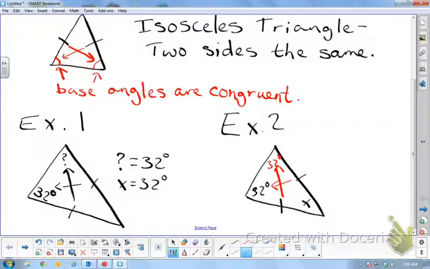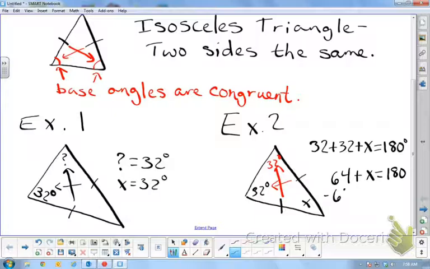But then we have to think about what we know on triangles. Triangles add up to be 180 degrees. So now I can set up an equation with all three angles. 32 plus 32 plus x is 180 degrees. Now I have an equation I can solve. 32 plus 32 is 64. I subtract 64 from both sides. 180 minus 64 is 116 degrees.